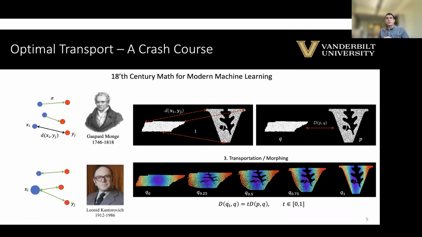So now we are going to use that as a motivation for understanding what optimal transport is and what it does. And optimal transport is not a new problem. It's a problem that was first studied in the 18th century. So I like to call it the 18th century math for modern machine learning. And it has become very popular in the machine learning community in recent years, and specifically in deep learning.